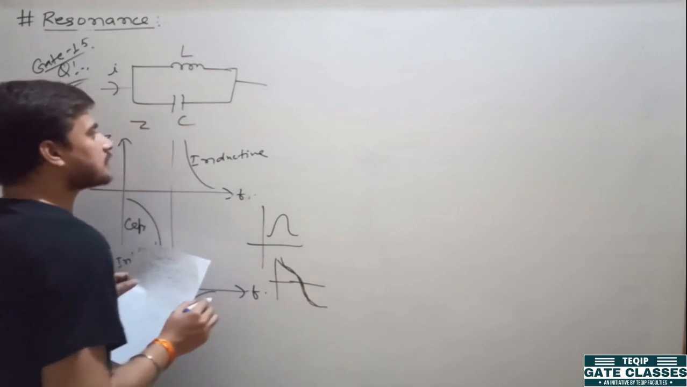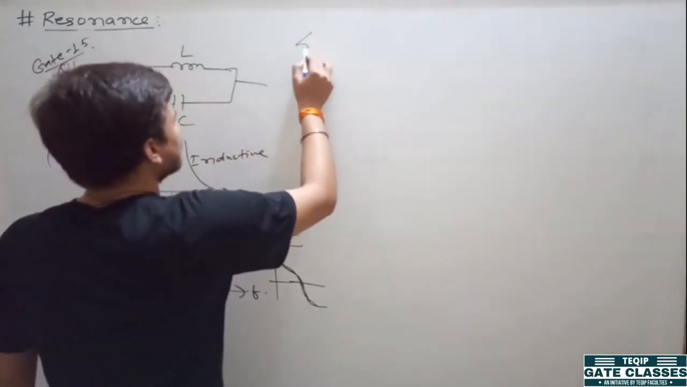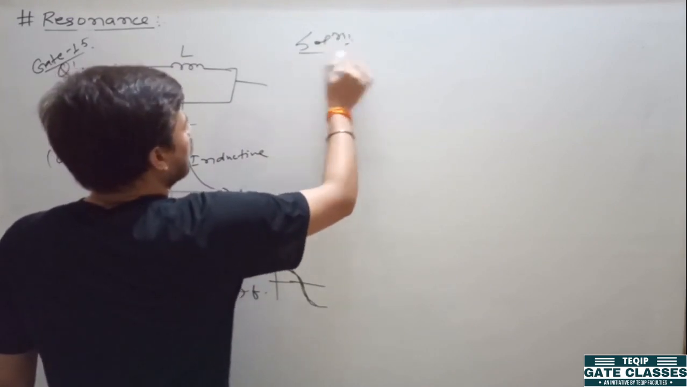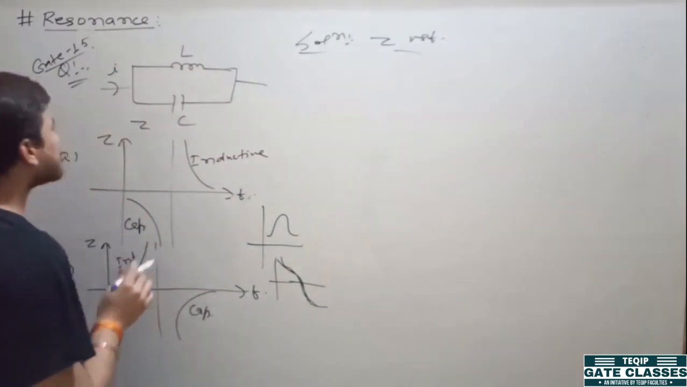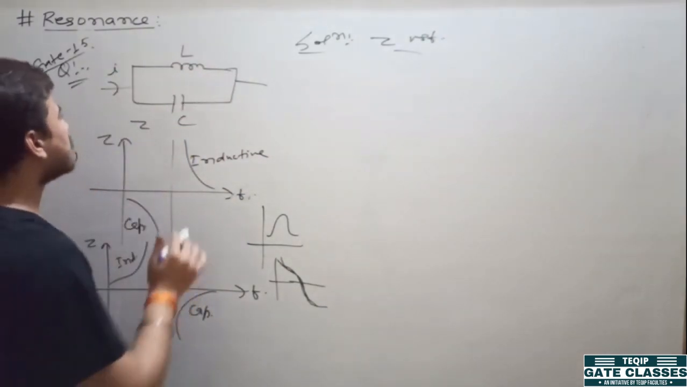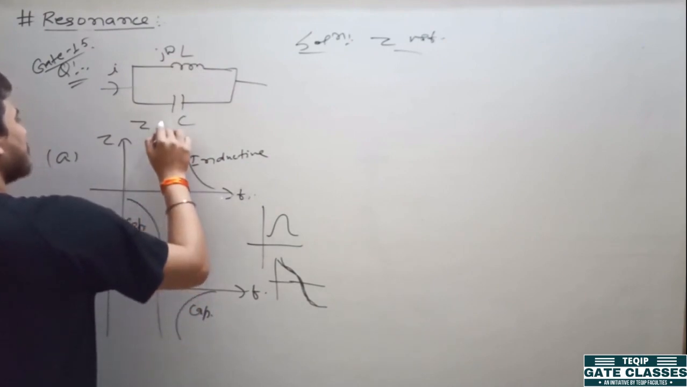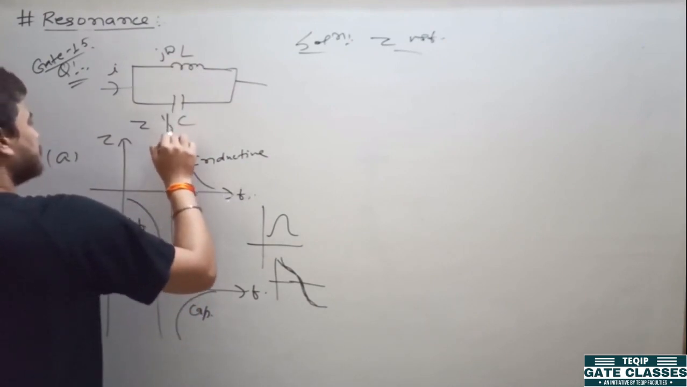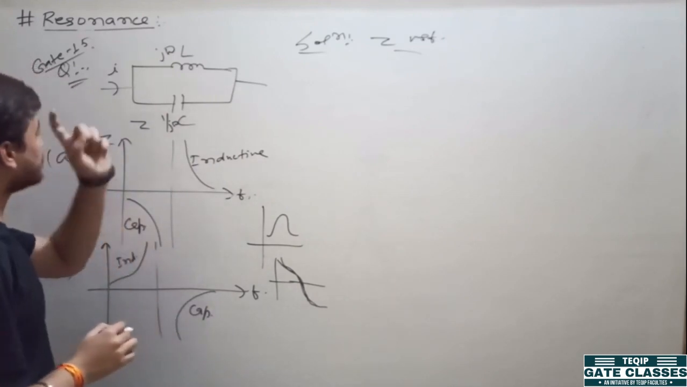So let us see which option will be correct for this question. That means you have to plot the graph for Z versus F. So come to the solution. Plot Z versus F. So let's write the expression for Z. Here it is j omega L. Here it is 1 upon j omega C.